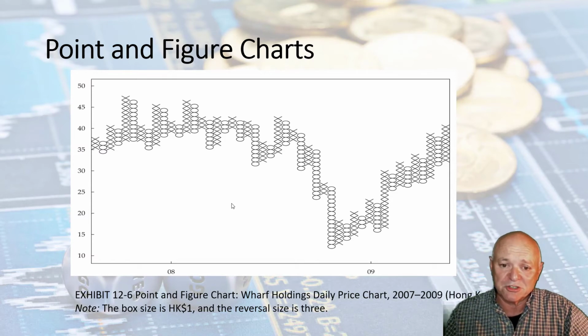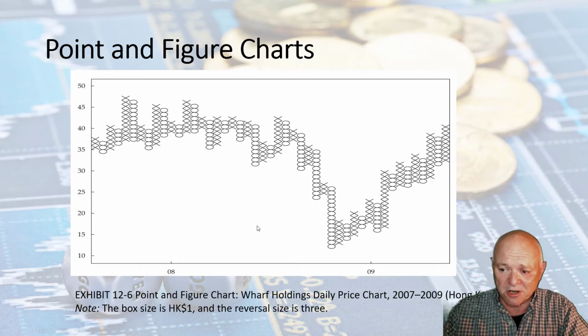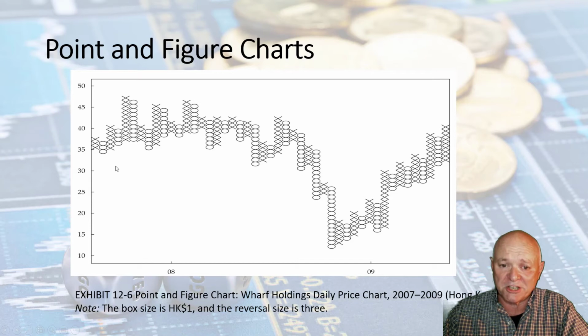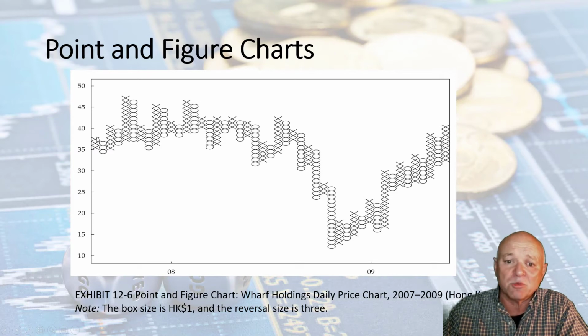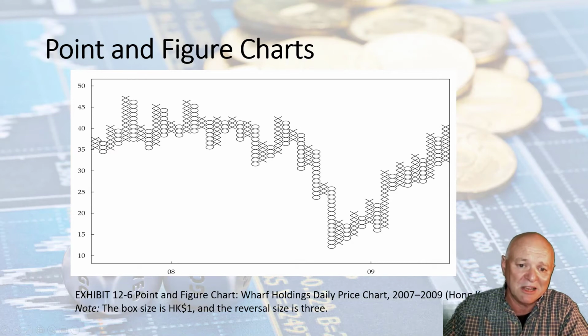These X's and O's, or point and figures, are another type of indicator that give us information about reversals. In this particular case, we need 2 bits of information before we start. We need to know the box size. So each of these indicators is 1 Hong Kong dollar. And a reversal is seen to occur after 3 movements. So after a 3 dollar movement upwards, a full reversal is indicated by 3 downward movements.